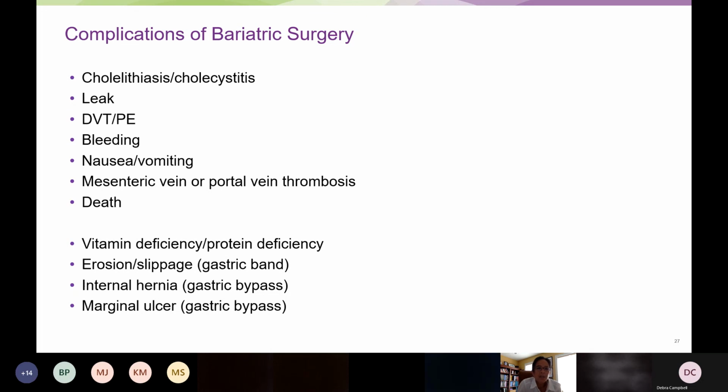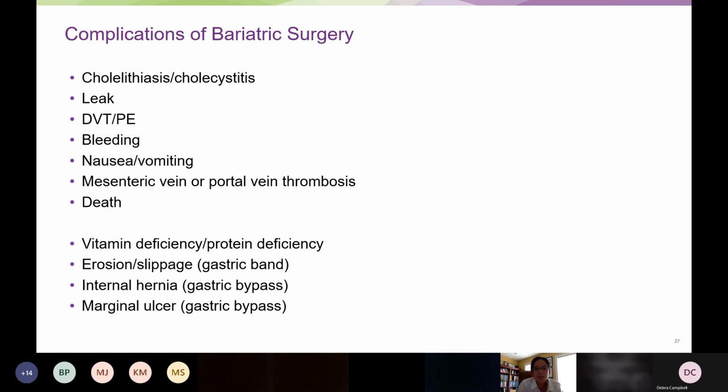Erosion and slippage of the gastric band is something that can happen, usually 2-3 years down the road. So the key thing, I'll repeat it: stop any NSAIDs on patients that have a gastric band and don't need to be on NSAIDs. And always a reminder, if they're having vomiting more than twice a week, they need to come see us so that we can loosen the band, so that they don't have chronic nausea and vomiting that can cause that band to slip.